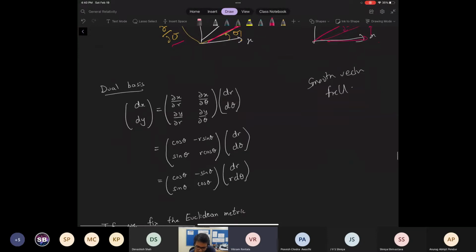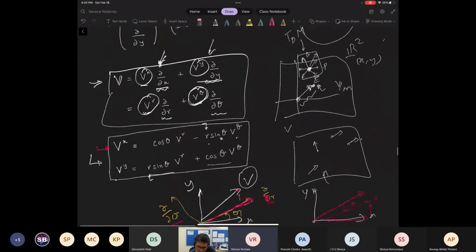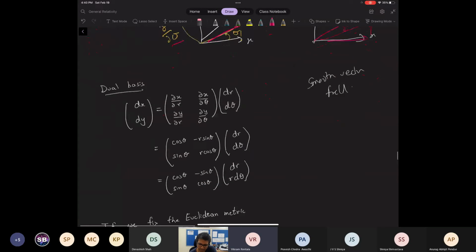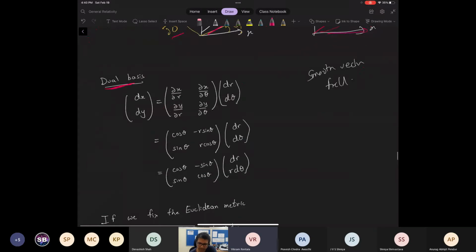Okay, so now this describes basically how to transform vector coefficients between different coordinate systems. Now you can ask about dual vectors. For dual vectors you have a dual basis. So the dual basis in the r theta basis is dr, d theta, and dx, dy. This is in the U basis, this is in the V basis.